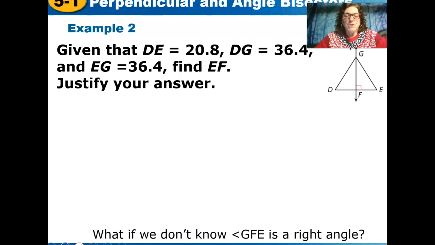So in example 2, based upon the given information, we know that these two triangles are congruent to one another. So G is on the perpendicular bisector. And so we know that point F would be a midpoint, and so both DF and FE are going to equal 10.4.